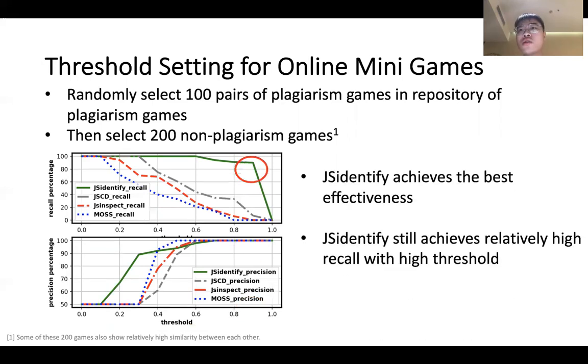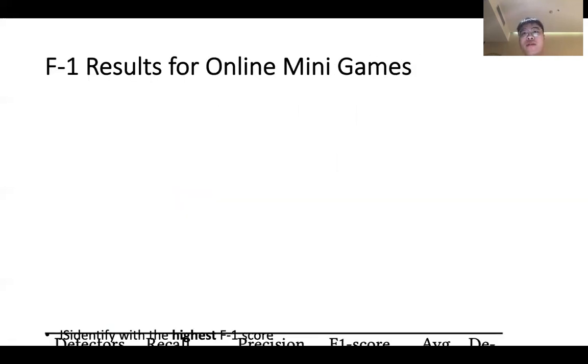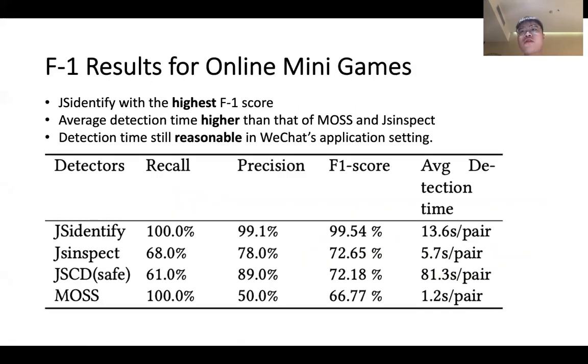The right circle shows the elbow place of JSidentify, and we can set the final threshold as 85% in the production environment. We can see that JSidentify achieved the best effectiveness and still achieves relatively high recall with a high threshold. High recall indicates detecting more plagiarism. In addition, we evaluate the best F1 score and average time consumption. JSidentify has the highest F1 score. Although its detection time is non-trivial, it's still reasonable in the WeChat application setting.